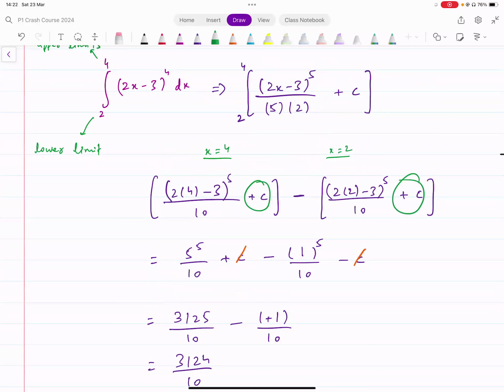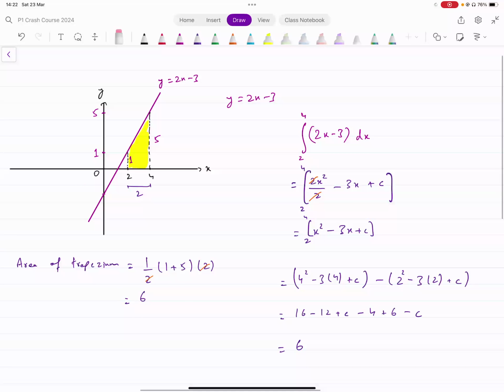Now, since you would have a plus c with the upper limit and a plus c with the lower limit, the c's are going to cancel. So you can actually ignore plus c in cases like this. You can choose not to write c, and it would still be acceptable. Whenever you have limits, you can ignore plus c. But otherwise, if you don't have limits, you always put plus c. Okay. Then what was the use of integration with limits?